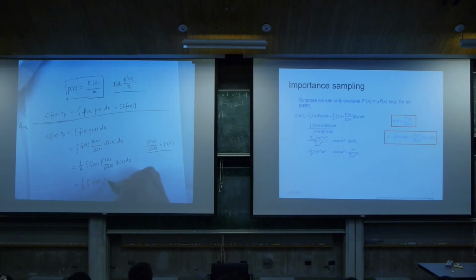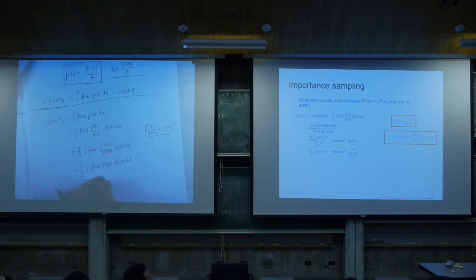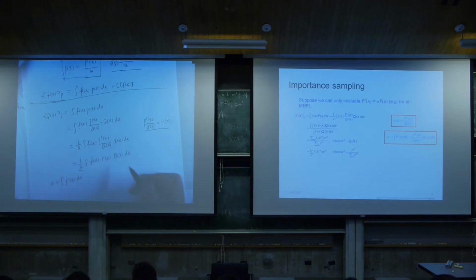f(x), r(x), q(x), and dx. And what is Z here? By the definition of a partition function, it is the integration of p(x) dx. And we can do a similar trick: p'(x) divided by q(x), multiplied by q(x) dx. And this is r(x). This guy here is r(x) and q(x) dx.